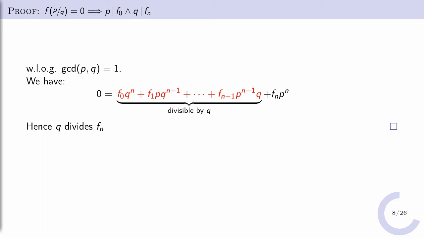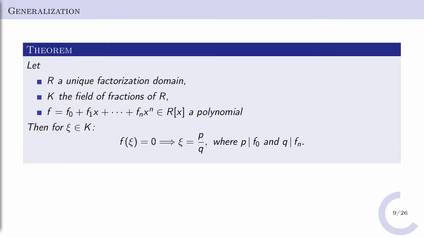I have presented this proposition in the simpler way, when we had a polynomial over the integers, but it holds in a more general setting with exactly the same proof, without changing any single part of the proof. The same proposition holds in the following setting. We have a unique factorization domain R, we have its field of fractions, then a polynomial with coefficients from the ring R.